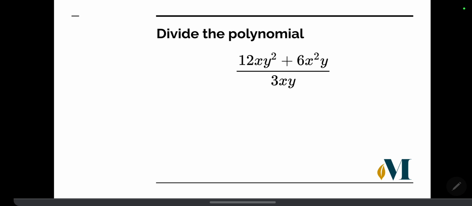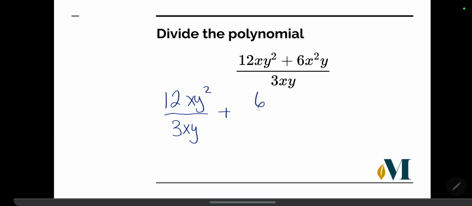Write it down on a sheet of paper. Let's do this together. Remember, we're going to divide each term in the polynomial in the numerator one at a time by this monomial so we don't confuse anything. So I'm just going to write it out one at a time. We have 12xy squared over 3xy.